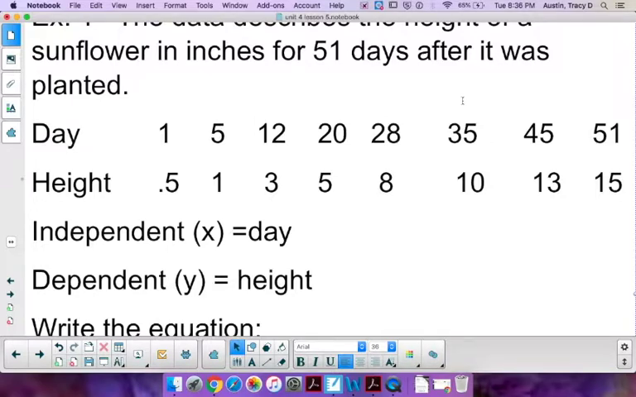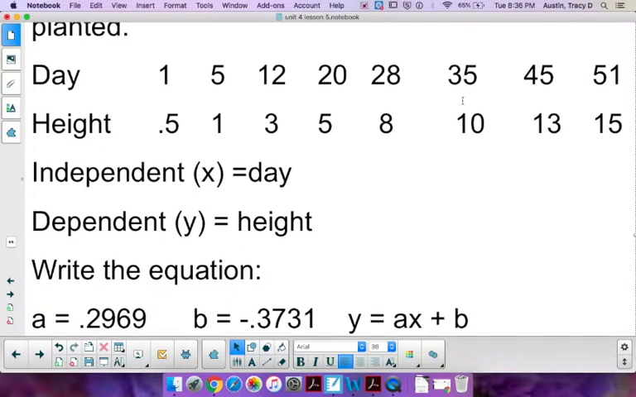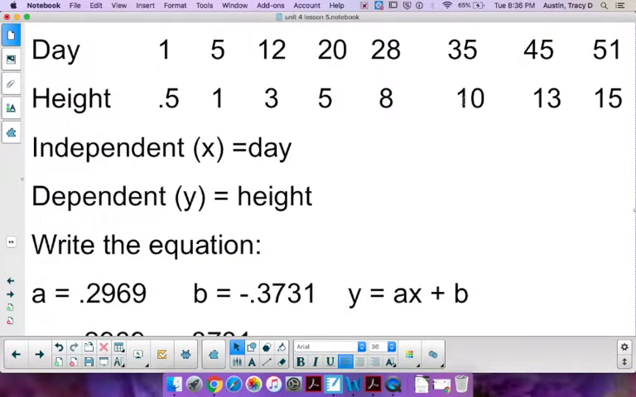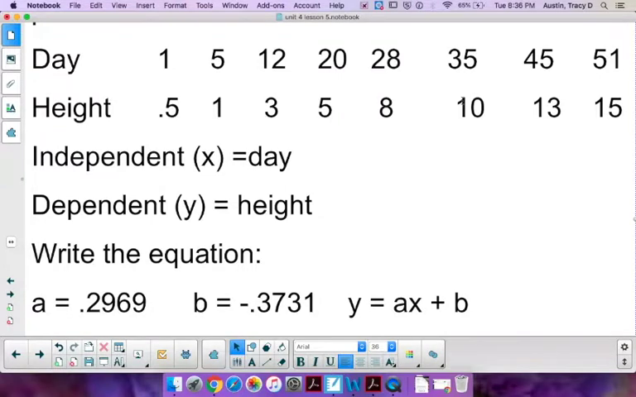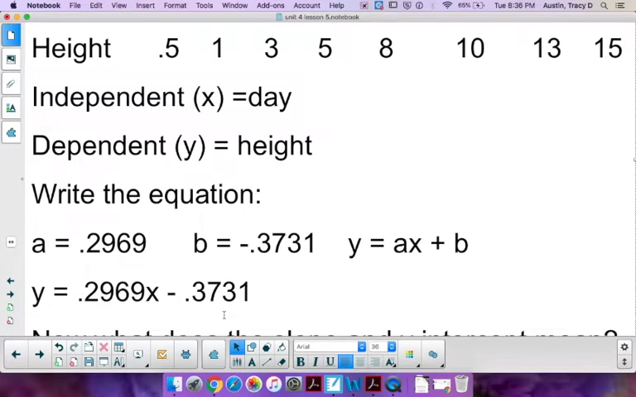And hit Enter. And it's going to give you an A and a B. This should be what you got, rounded. 0.2969, it was like 0.296877, and I kept going. And then B, notice, is negative 0.373108, and it keeps going. So I just ran ahead and rounded it to 4 decimals. We're going to write an equation. We're just literally going to put in A for the slope and B for the y-intercept, and that's what it should look like.